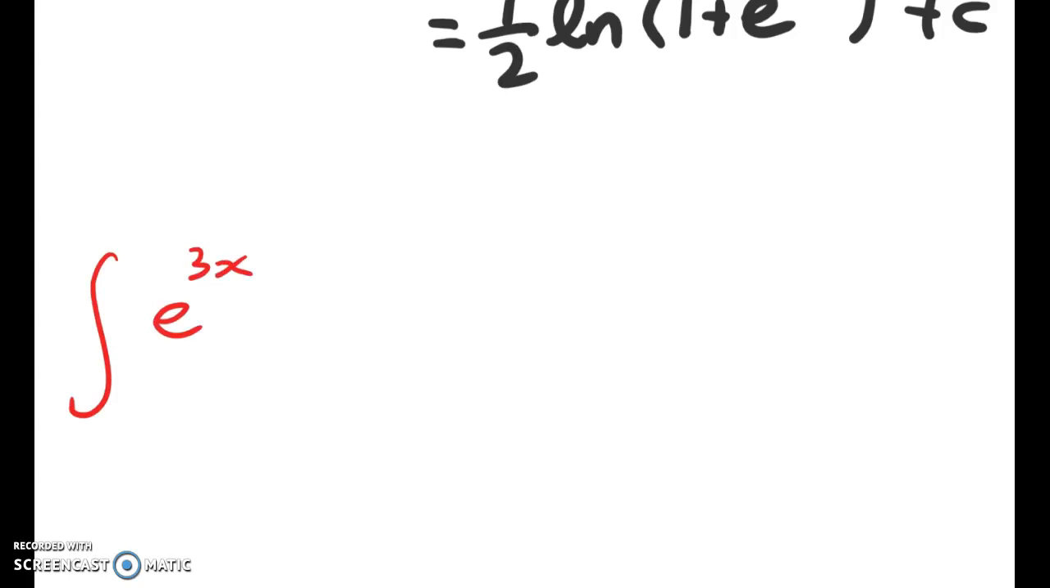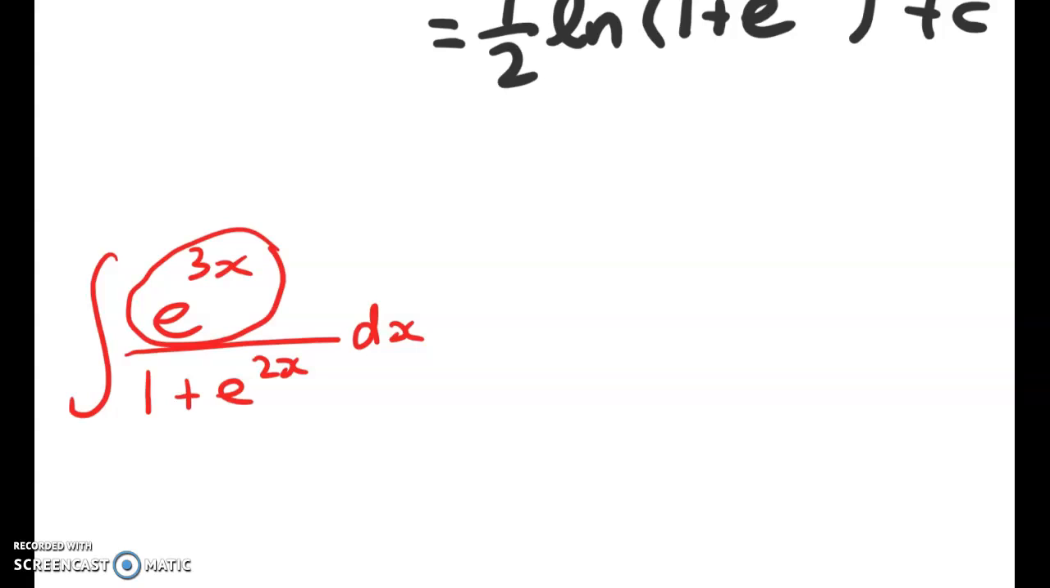It looks pretty innocuous, but the e to the 3x causes some difficulty. So we've got e to the 3x over 1 plus e to the 2x. I'm looking at it and I can see that I haven't got exactly the derivative, or close to the derivative, up here of what I've got going on down here. So I'm going to have to do something to somehow split this up, I think.